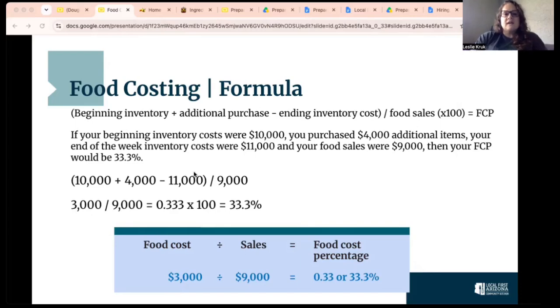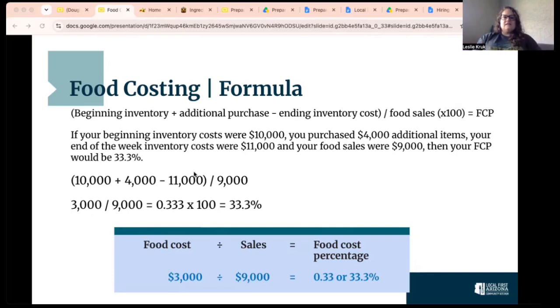So food costs can also interchangeably be used for cost of foods sold. Sometimes we talk about both those terms. They mean essentially the same thing. Also in this formula, I'm utilizing the word sales. Sales can also stand in for the word revenue.